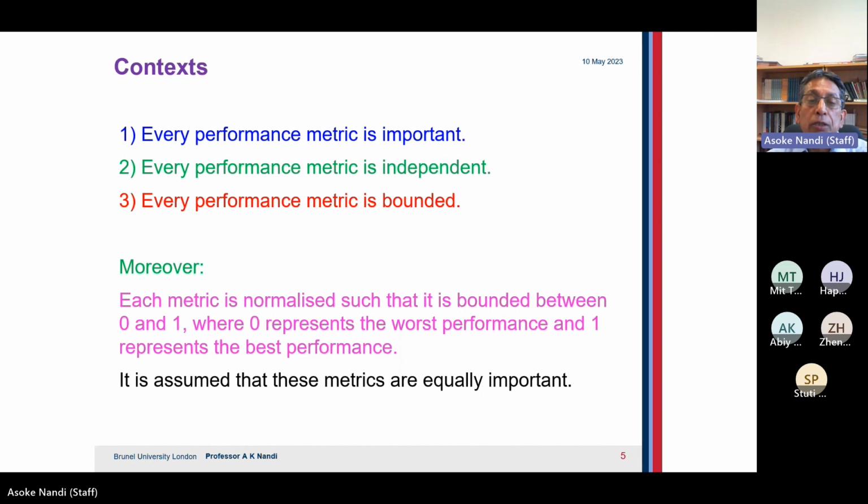And we also assume that these metrics are equally important. So it's not as though one metric is more important than another. Here, everything is equally important. And this is for this presentation. Okay.